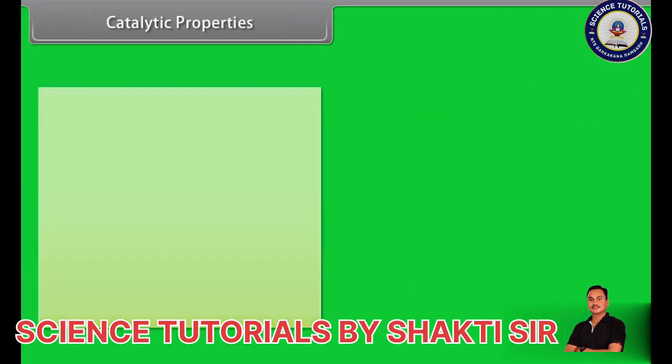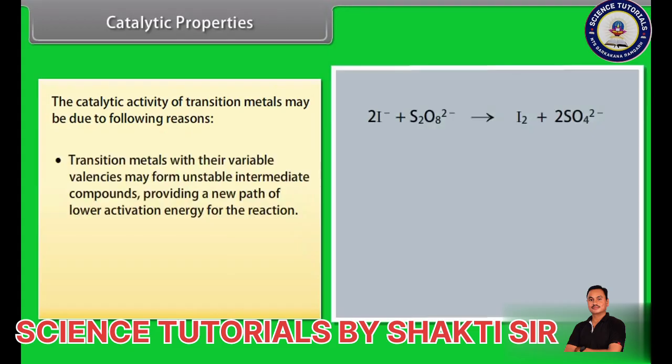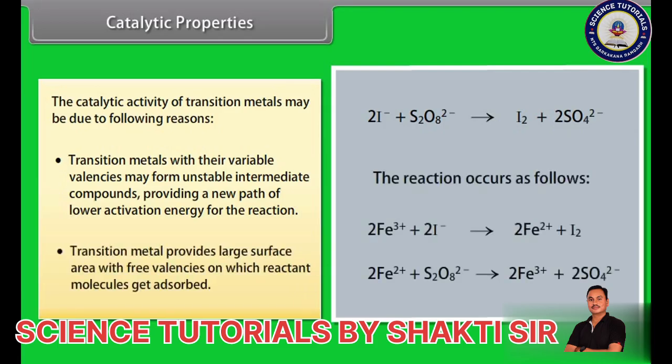Catalytic properties. The catalytic activity of transition metals may be due to the following reasons. Transition metals with their variable valencies may form unstable intermediate compounds, providing a new path of lower activation energy for a reaction. For example, iron catalyzes the reaction between iodide and persulfate ions. Transition metal provides large surface area with free valencies on which reactant molecules get adsorbed. This has the effect of increasing concentration of reactants on catalyst surface and also weakening of bonds in reacting molecules.